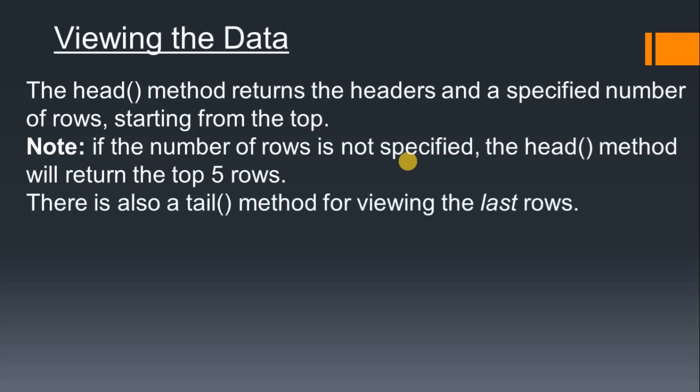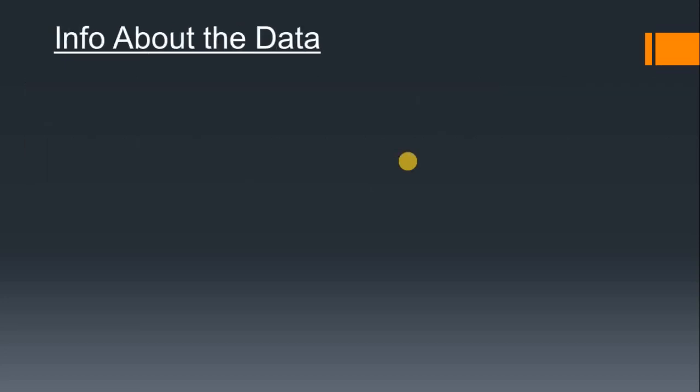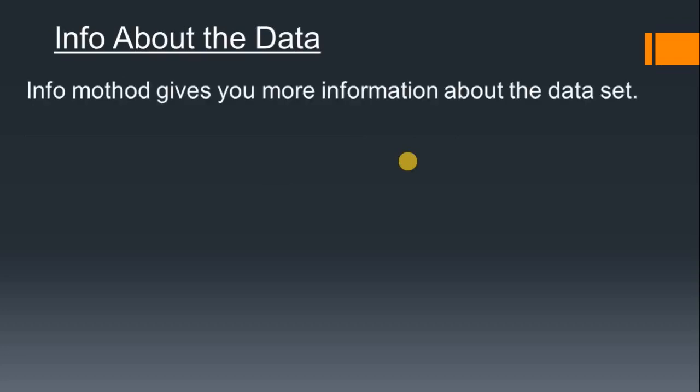There is also the tail method for viewing the ending rows, or the last rows. And if you want to access information about your data, then you have to use the info method, which gives you more information about your dataset. So now practically we will see these methods.